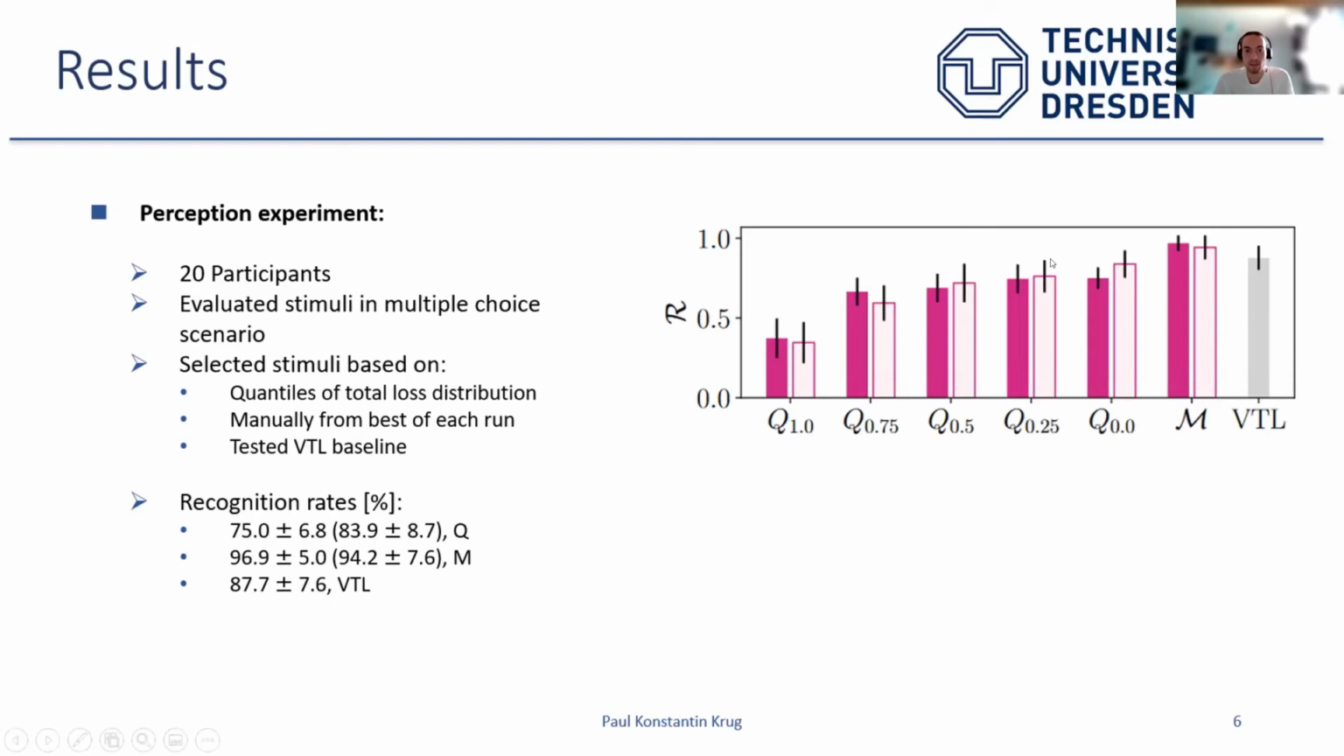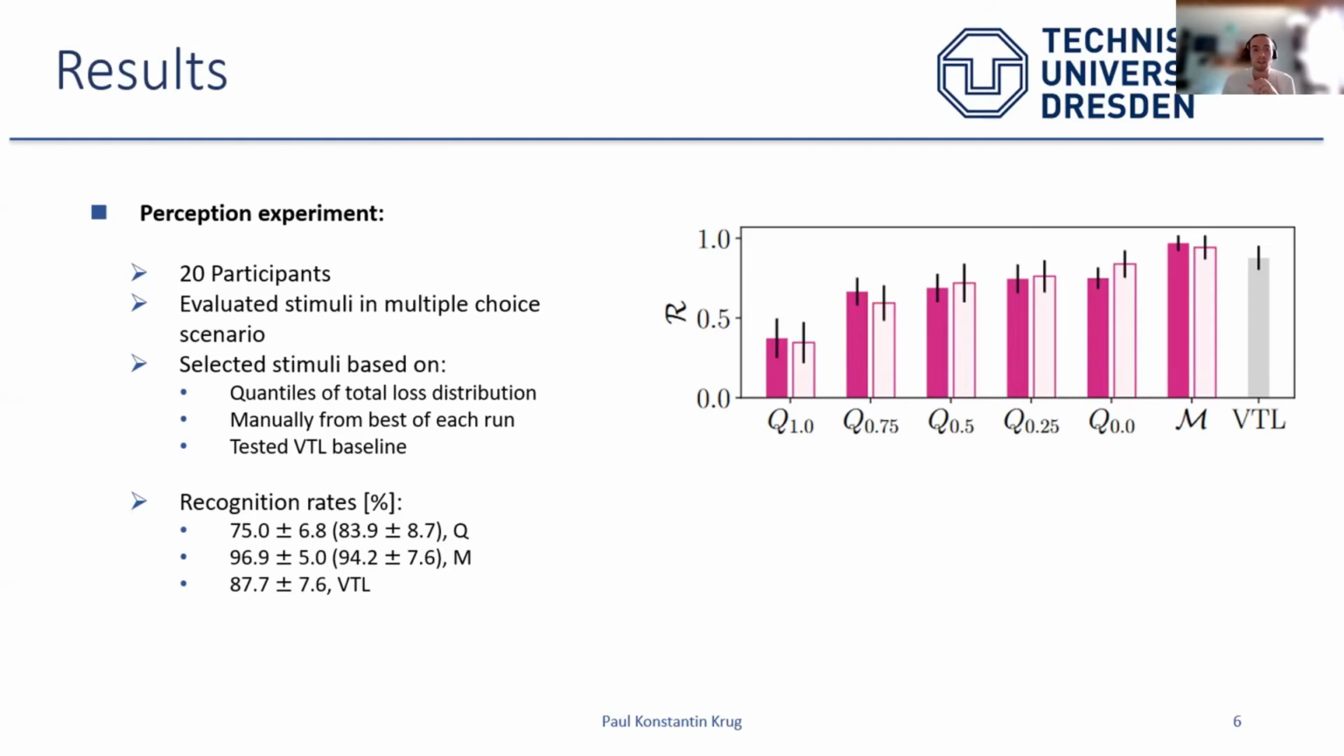And what you can see is that in the quantile samples from Q10 to Q00, there's a trend. The pink bars are the baseline, and the white bars are the samples with visual information. In both cases, you can see that the recognition rate goes from low to high, which is expected, and it validates the metric, it validates the recognizer loss basically.